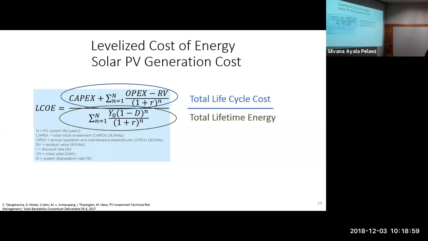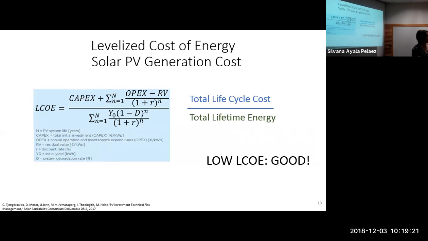And on the bottom, you have your total lifetime energy. That is how much energy you're predicting to produce over the 25 years, 30 years that your system is going to be alive, which is the common warranty for solar projects. Okay. In general, we want a low LCOE. The lower, the better, because utilities want to sell the electricity, right? So that means more gains.